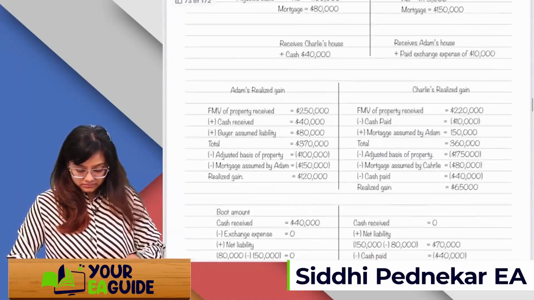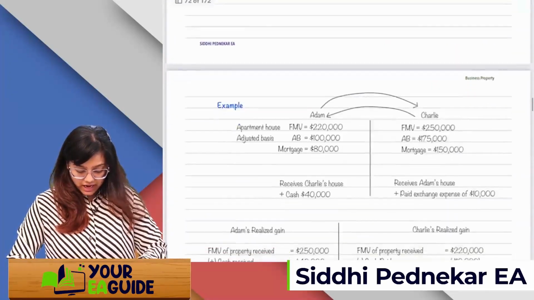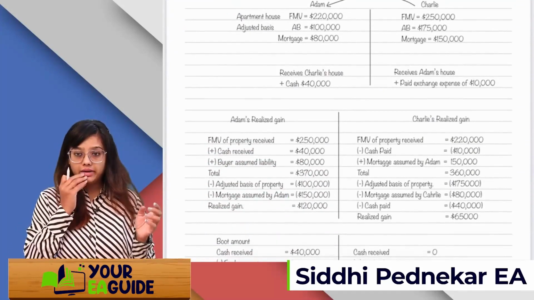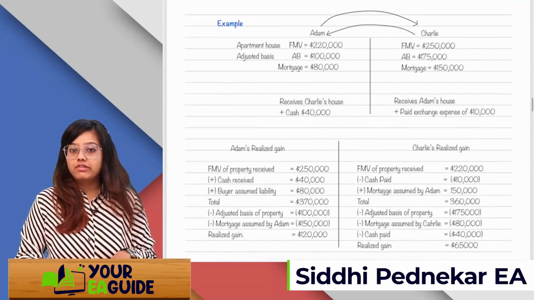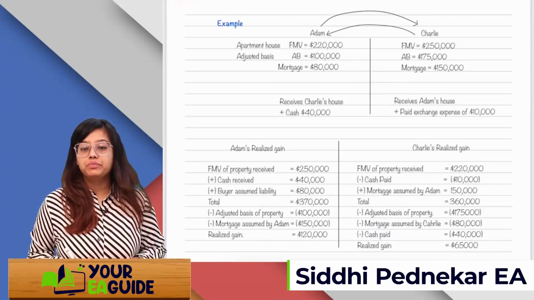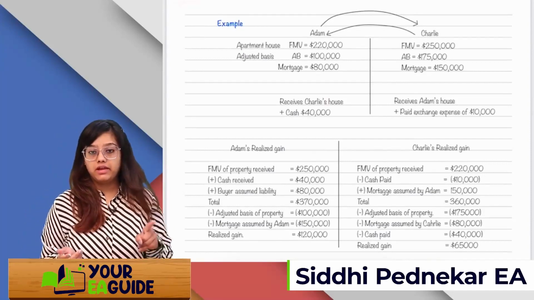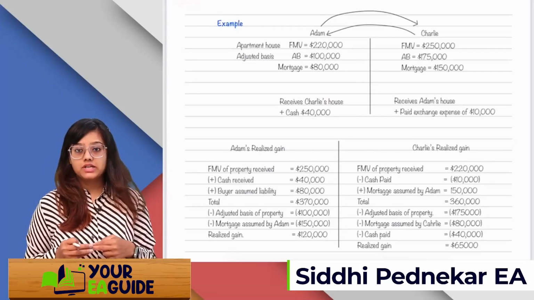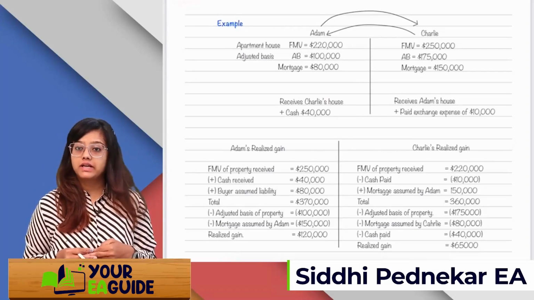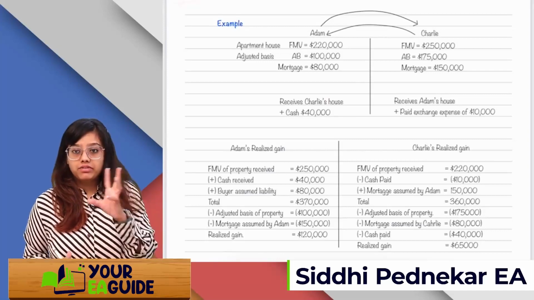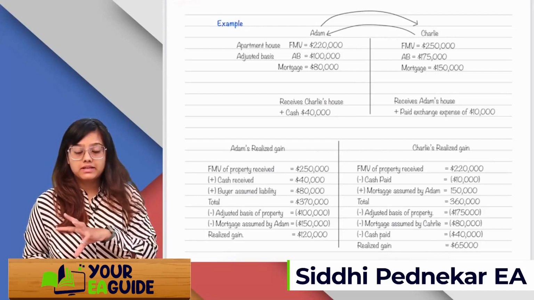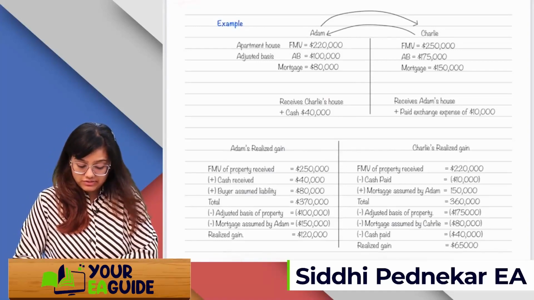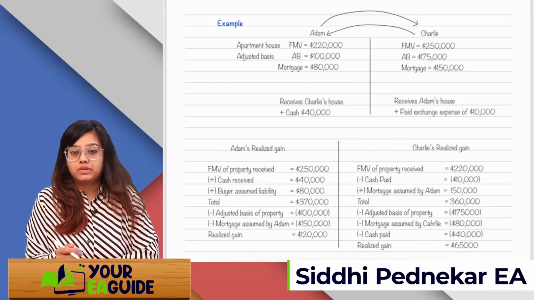Next, we have one more example. Here we have included it from the point of view of Adam and from the point of view of Charlie. For example, Adam is receiving an apartment house having an FMV of 2,20,000, an adjusted basis of 1 lakh, and a mortgage of 80,000 attached to that property. Adam is giving up to Charlie some other similar property, which has an FMV of 2,50,000, an adjusted basis of 75,000, and a mortgage of 1,50,000.